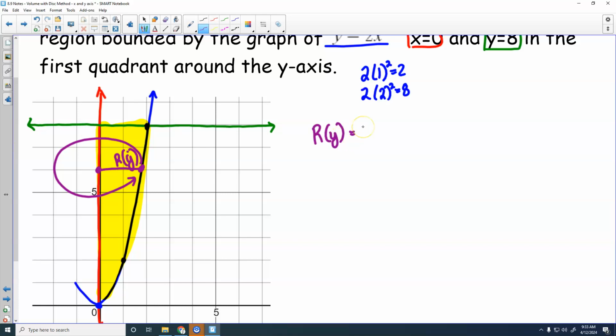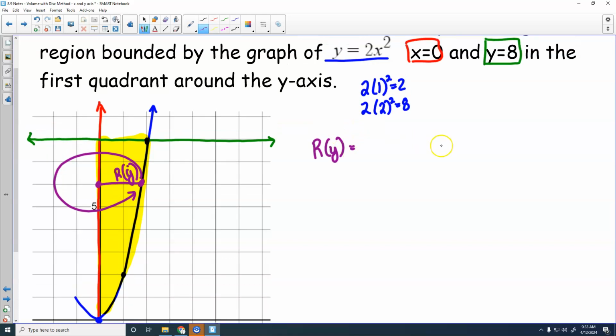Okay. Now, here's the problem. Can the R of Y equal 2x squared? No. It's got to be in terms of Y, right? So, I got to take Y equals 2x squared and solve it for the x. So, I will divide by 2. I'll get Y over 2 equals x squared.